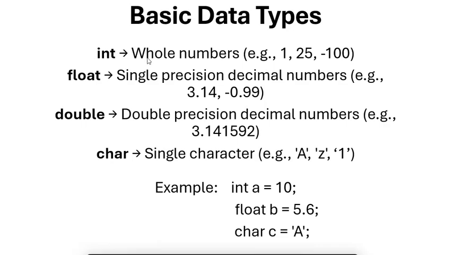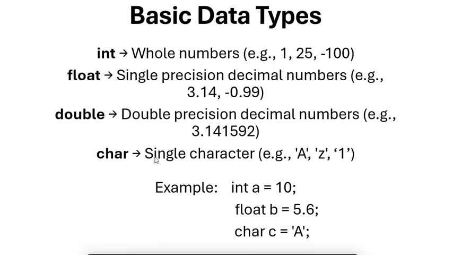Int is an integer which stores whole numbers. For example, 1, 2, minus 100, everything is stored in this integer data type. And float is a single precision decimal number. For example, 3.14, minus 0.99. These kinds of decimal numbers are stored in float. And double is for double precision decimal numbers. For example, 3.141592. Numbers whose size is more than float will be stored in double.